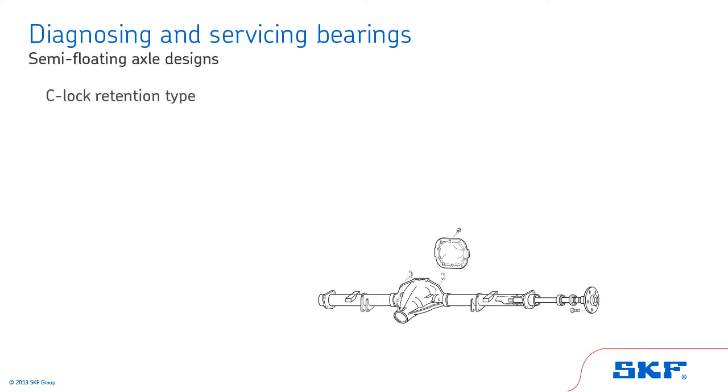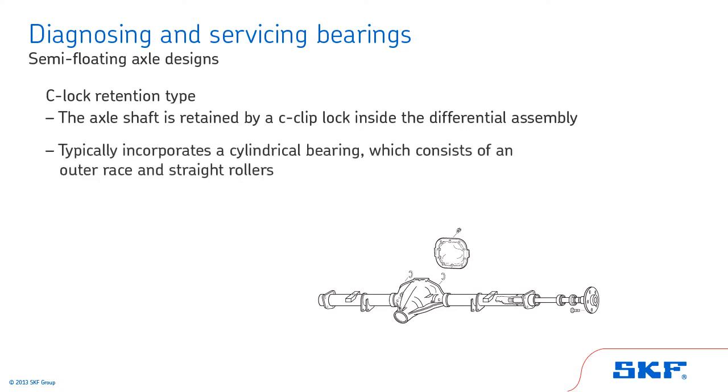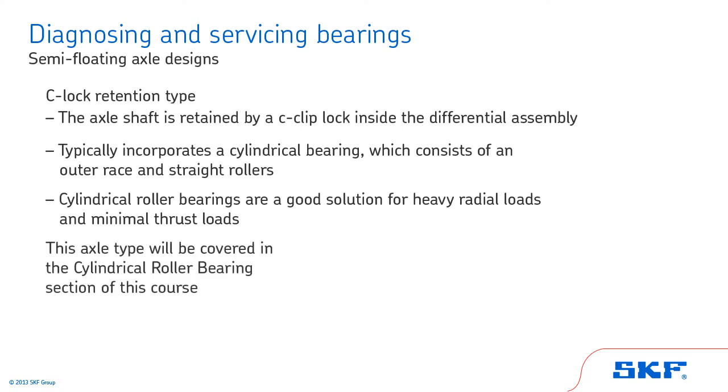The first design is often called a C-lock retention type because the axle shaft is retained by a C-clip lock inside the differential assembly. This design typically incorporates a cylindrical bearing. The cylindrical bearing consists of an outer race and straight rollers. Cylindrical roller bearings are a good solution for heavy radial loads and minimal thrust loads because these bearings have a high rolling contact area and they are well suited for axle shaft bearings. This axle type will be covered in the cylindrical roller bearing section of this course.